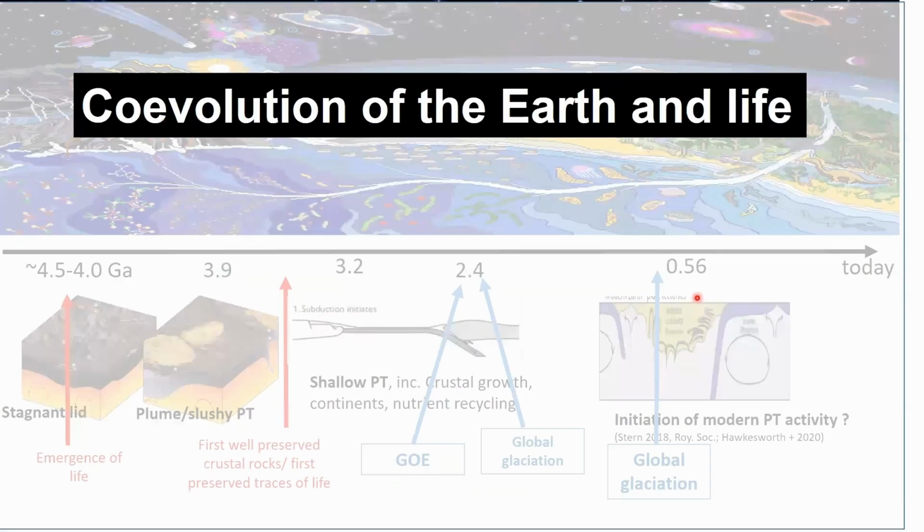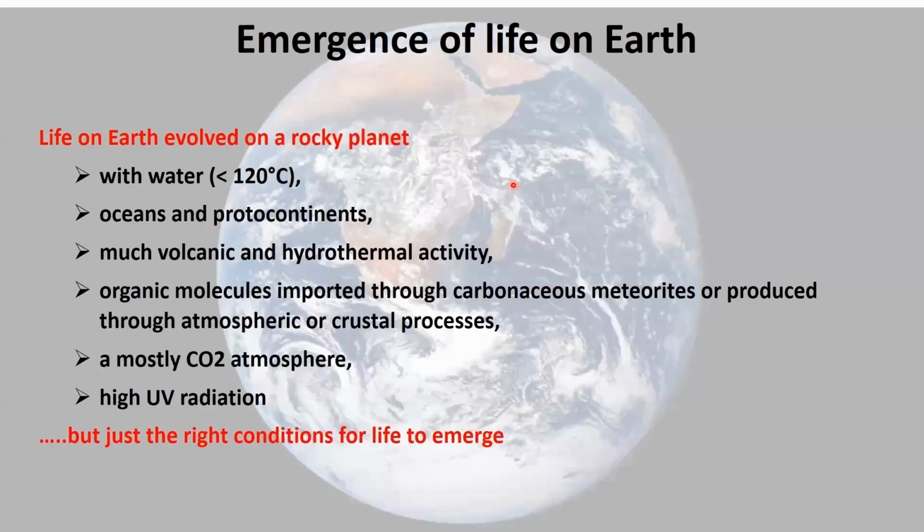So what we have is co-evolution of the Earth and life, and this is really typical of the Earth, and it has a strong effect on the kinds of life forms that we have on Earth today. So let's go back to the beginning and look at global conditions when life emerged on Earth.